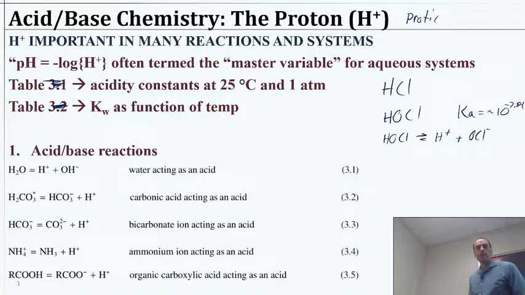Okay, so I have a few examples here of different acid-base reactions that we're going to be more and more familiar with, and I've done this I think once before with you guys, just looking through some of the relevant places we're going to find acid-base chemistry. So first of all, water, of course, is an important one. Water dissociating to H plus and OH minus.